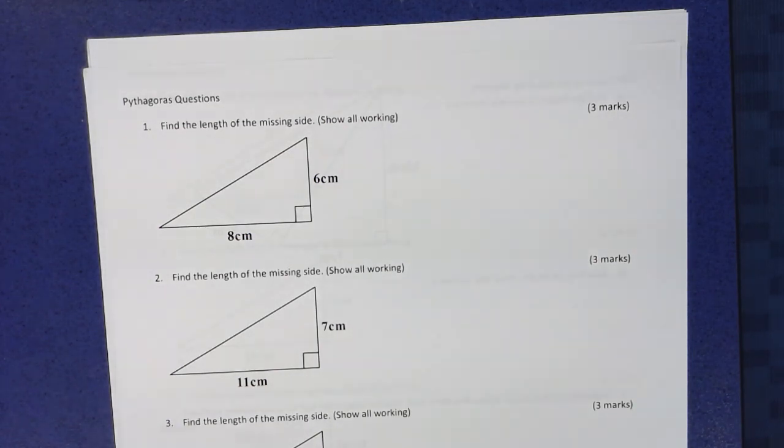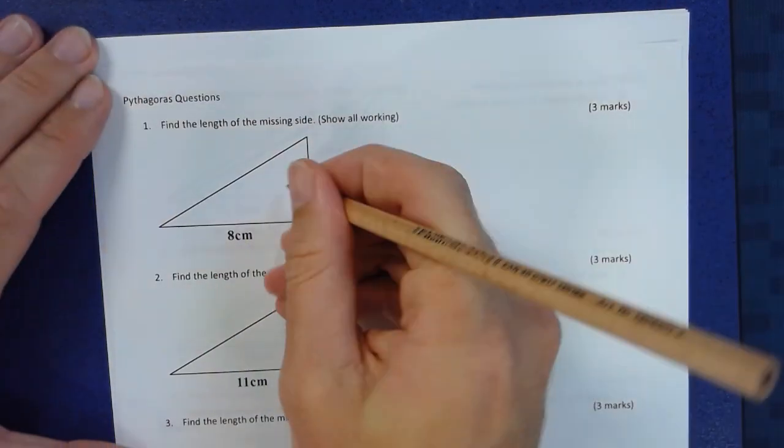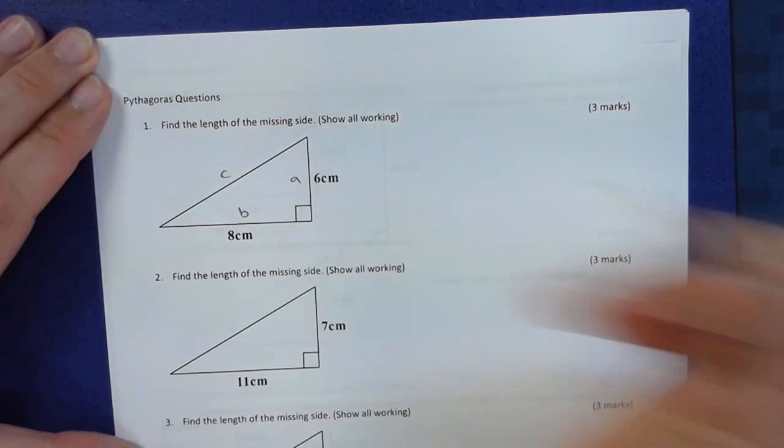Okay, so we're looking at Pythagoras questions. We'll just get to it really. Find the length of the missing side for number one. So, you label them. A, B, C must be the hypotenuse.